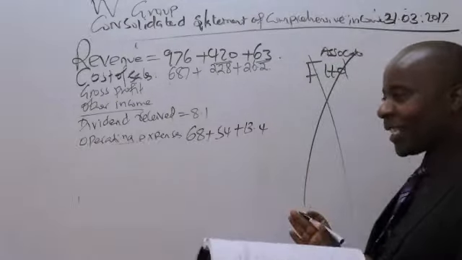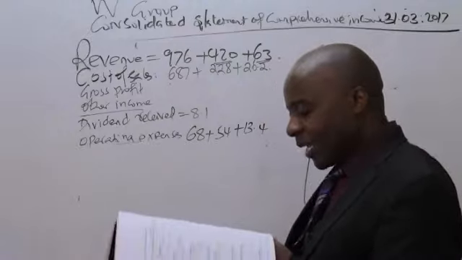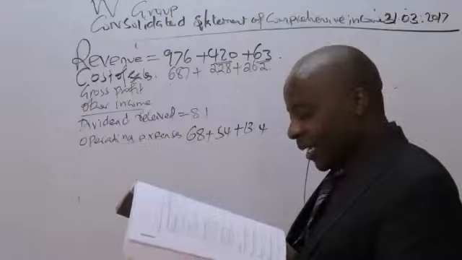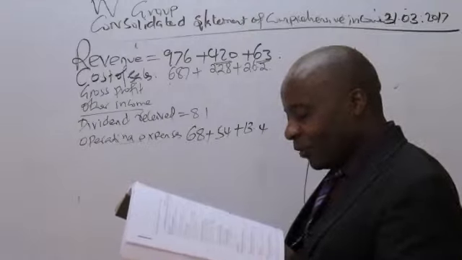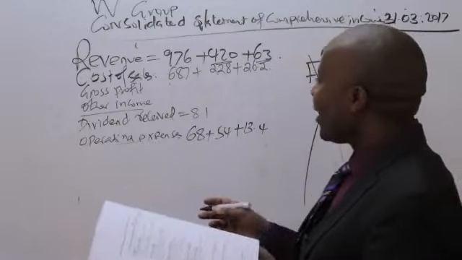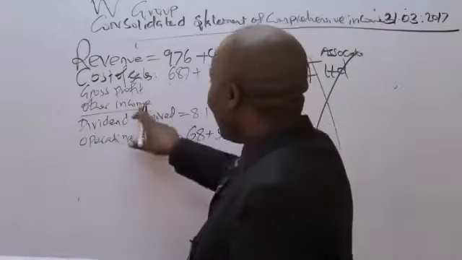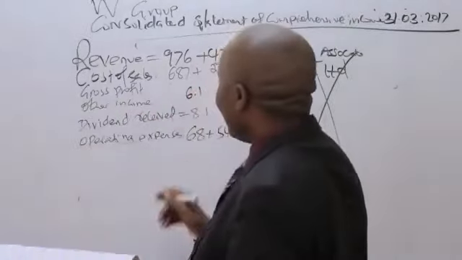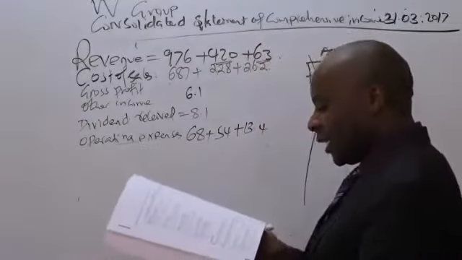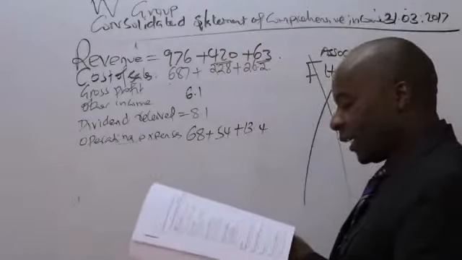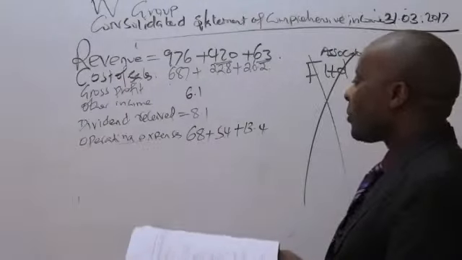Yes, other income is 6.1. And then we have dividends received, 8.1. So I'm being told that the other income is 6.1, and then we have dividend received 8.1. In most cases, dividend received will fall under other income. Maybe it's a typing error, but let's just go on with it. So we have operating expenses like that.